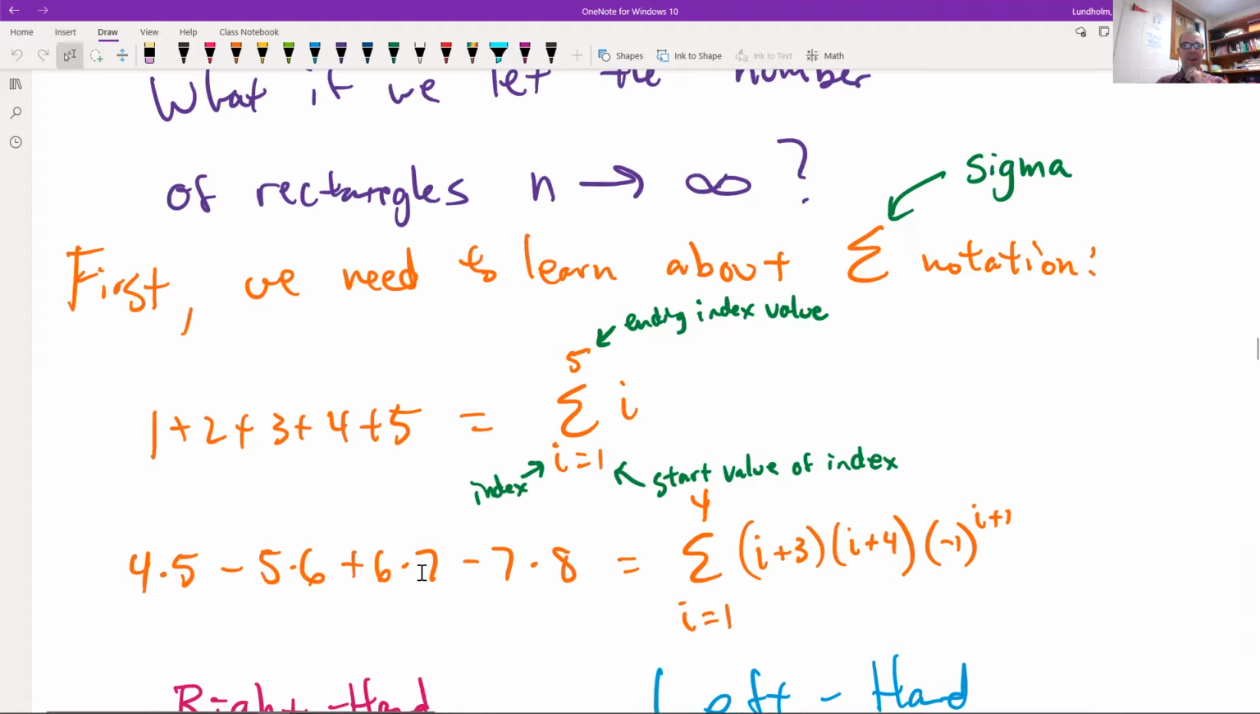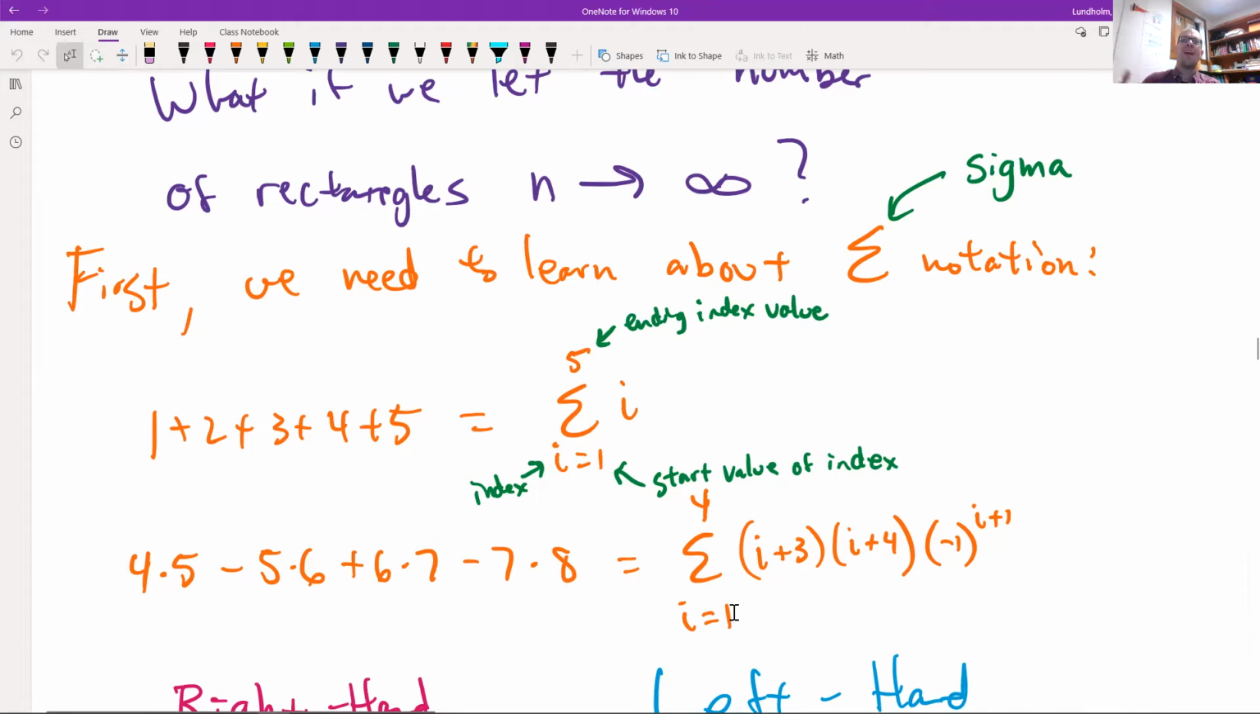On this next one, we've got a little bit more of a challenge. We've got definitely still a summation because we're alternating between minus and plus and minus here. We've got a product on the inside. And the pattern that we see is 4 times 5, then 5 times 6, then 6 times 7, then 7 times 8. And in order to encode that in sigma notation, we could write this differently, and I will write it differently soon.